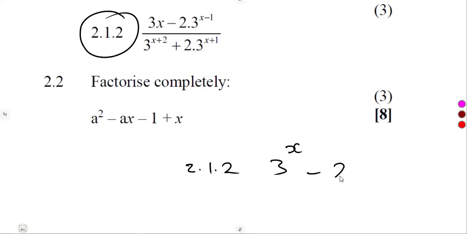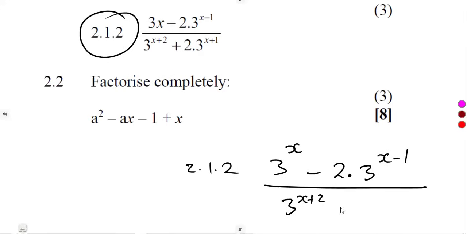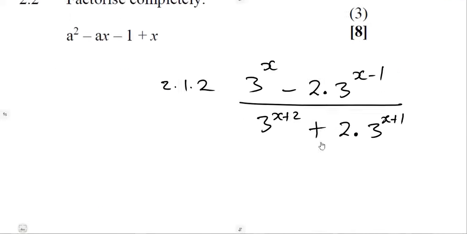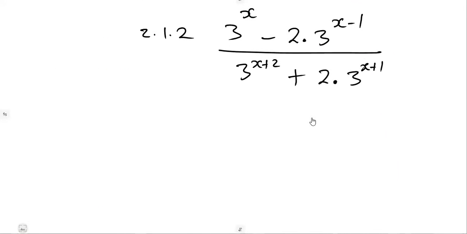Minus 2 times 3 to the exponent of x minus 1, everything over 3 to the exponent of x plus 2, plus 2 times 3 to the exponent of x plus 1. So this is what you're given. The question is simplify. What is it that we are supposed to simplify? These are exponents. Laws of exponents are to be used.